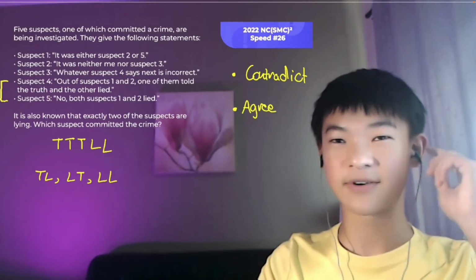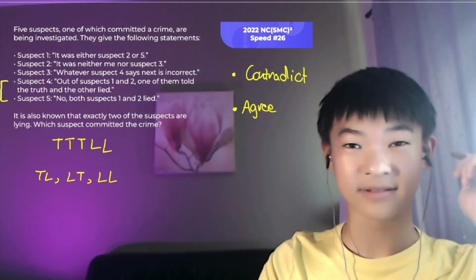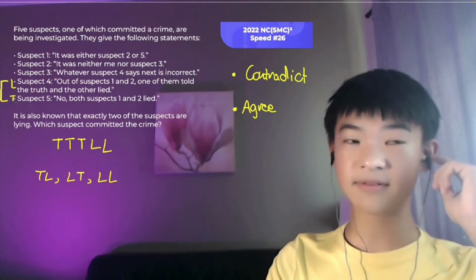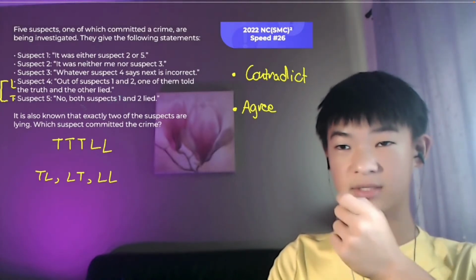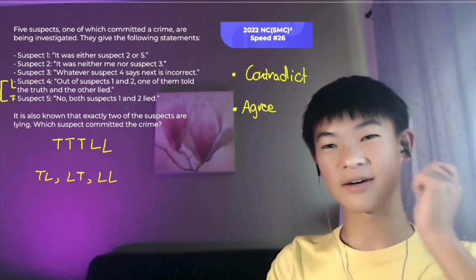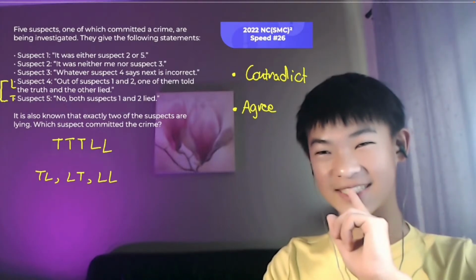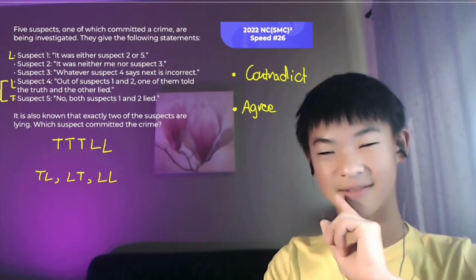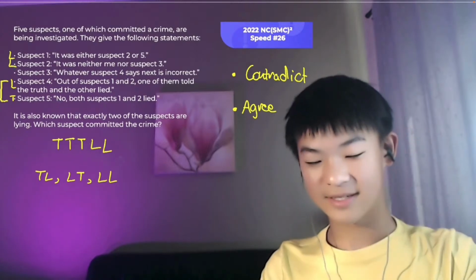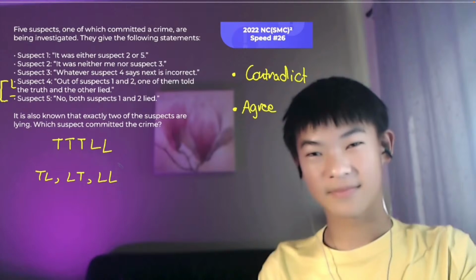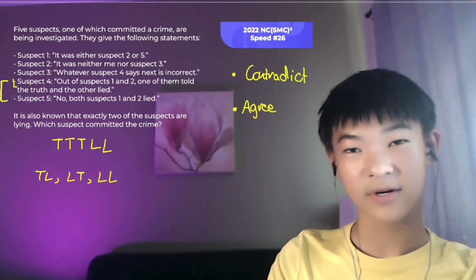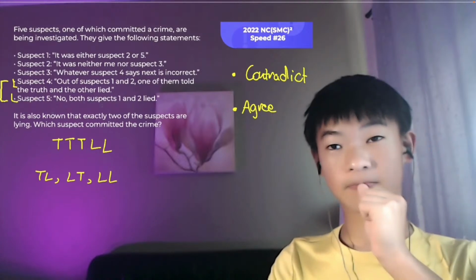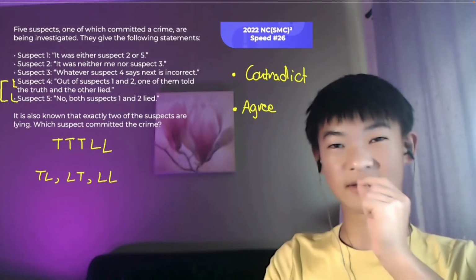Let's try suspect 4 is lying and suspect 5 is telling the truth. If suspect 5 is telling the truth, then both suspects 1 and 2 lied. That would be impossible because that means there'd be 3 liars, and that's more than 2. So this is wrong again. So finally, our only case is suspect 4 and 5 both lied. Now that means the rest told the truth.